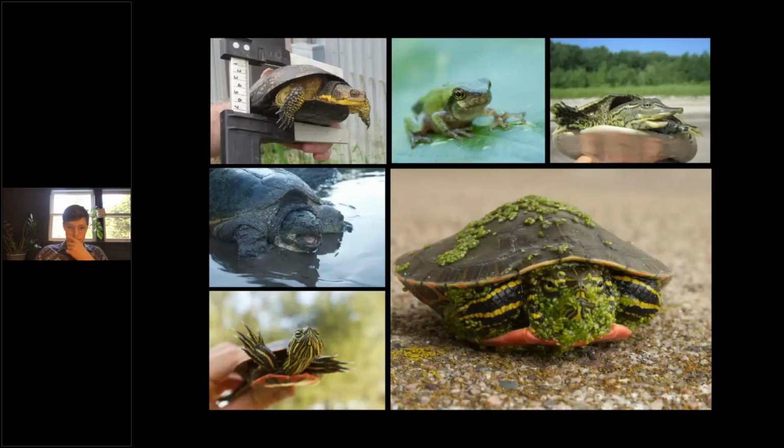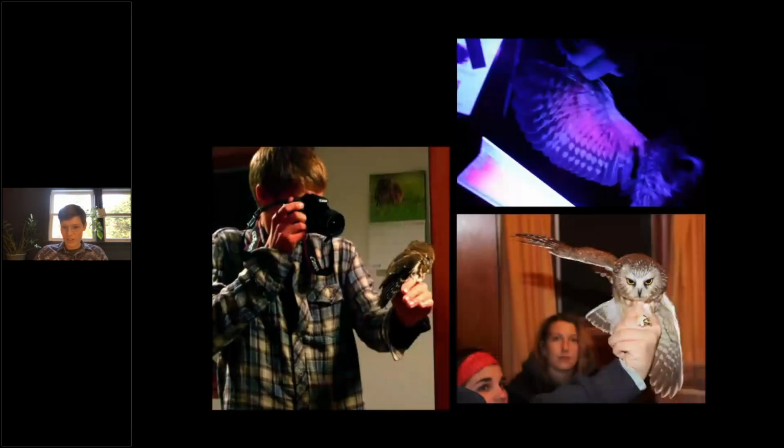This is another one of those characters that I met along the way. This is a saw-whet owl that we were banding and then gathering some data. Here's a UV light that's revealing what age this owl is, and then releasing that owl so that it can be recaptured and learn about the populations and where they're moving between.